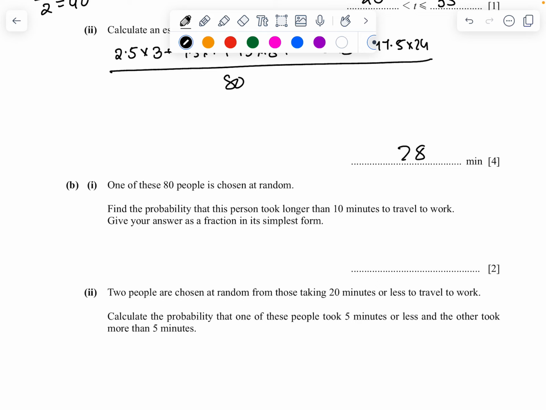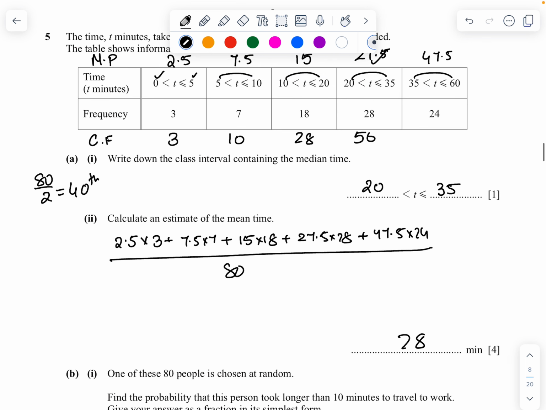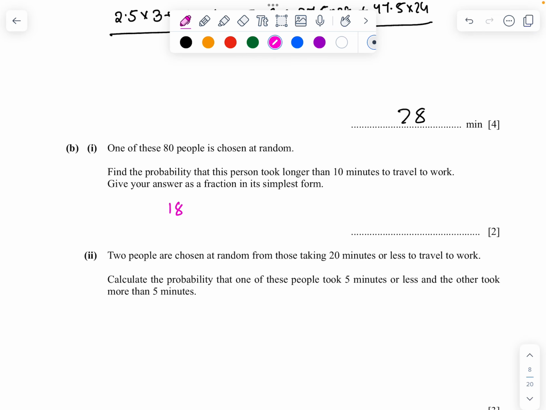One of these 80 people is chosen at random. Find the probability that this person took more than 10 minutes. More than 10 minutes is nothing but what? How many people are there? 18, 28 and 24. So 18 plus 28 plus 24 divided by 80, which is 7 upon 8.